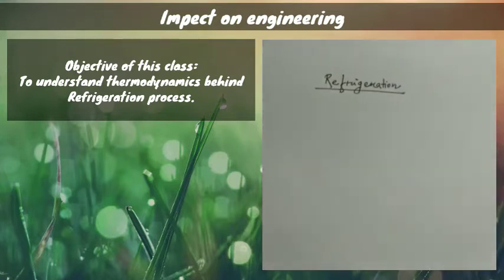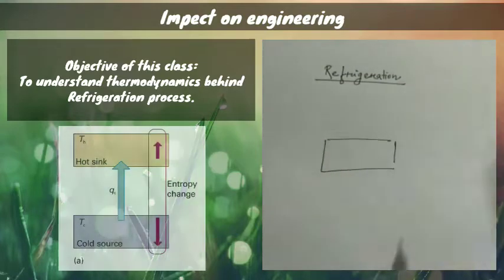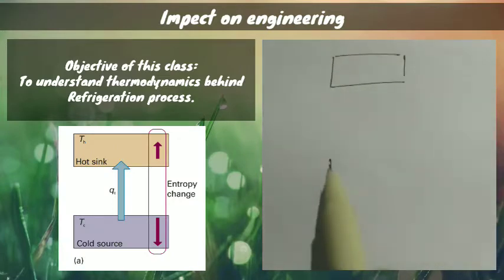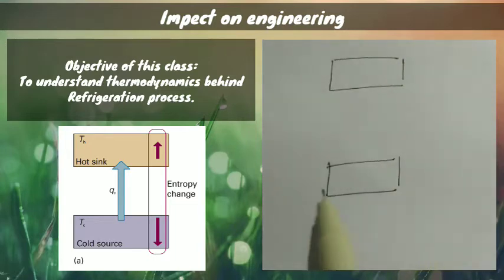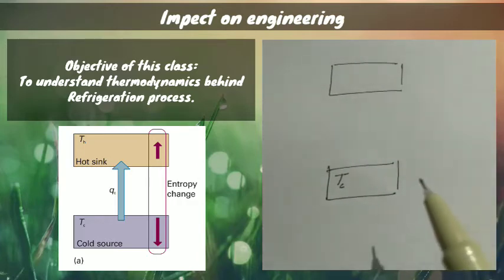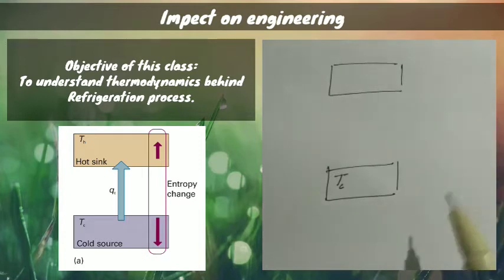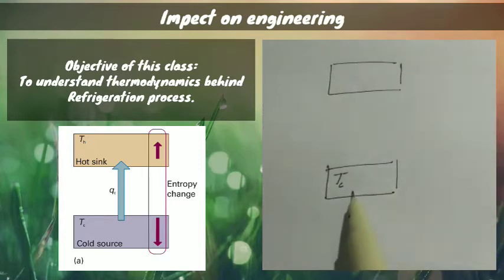So what is the working principle of a refrigerator? Let's suppose this is a system and the temperature of the system is Tc. In a refrigerator, we try to cool down a system. So let's suppose the temperature of this system is Tc, and it is already cooled. This is the cooled source.